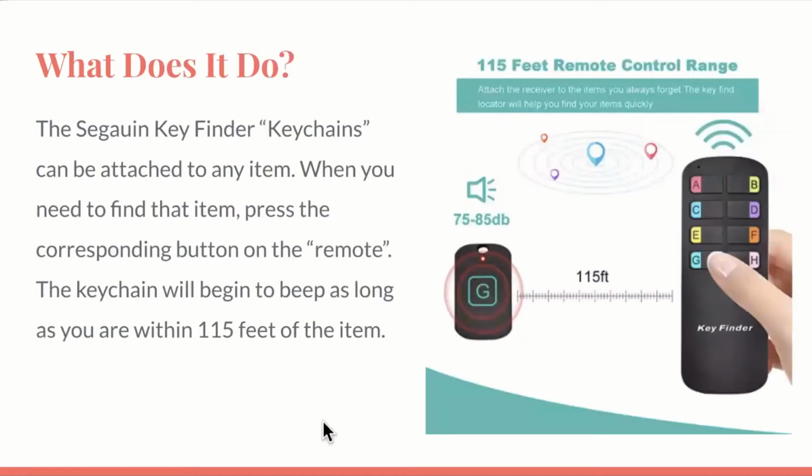What does it do? This key finder can be attached to any item. When you need to find that item, you press the corresponding button on the remote, and the keychain will begin to beep as long as you are within 115 feet of the item. So here's another graphic, and it's just saying that it has a 115-foot remote control range.